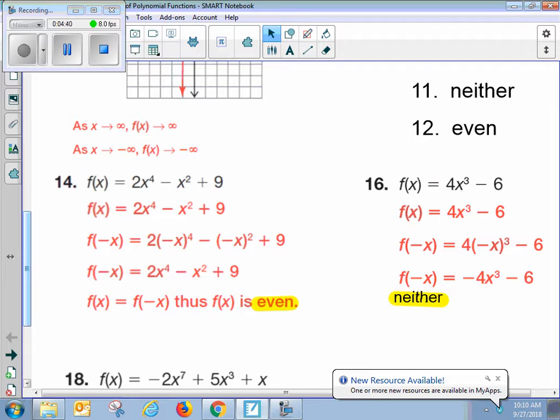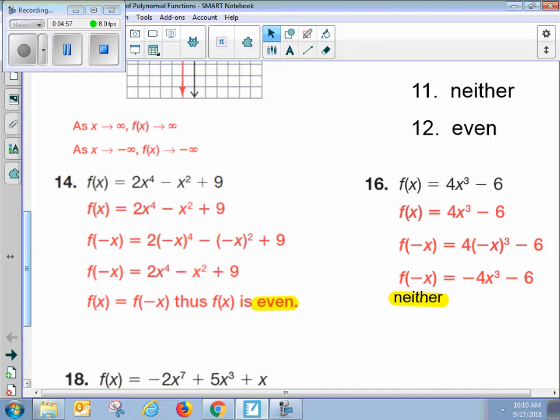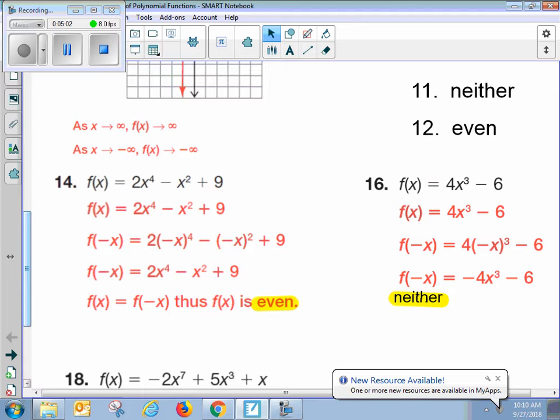So here's the proof with the algebra. I replace the x with the negative x. There's nothing to replace with the 6 because there's no variable. So when I did that, negative cubed is a negative. So there's your negative 4. Good, that sign changed. But did the sign change with the negative 6? No, it can't change. There's nothing there to change it. So I knew right away that it had to be neither. Okay? So I could tell by looking at the 3 and seeing a constant that it would be neither. That only works with the odd. So 1, 2, 3.